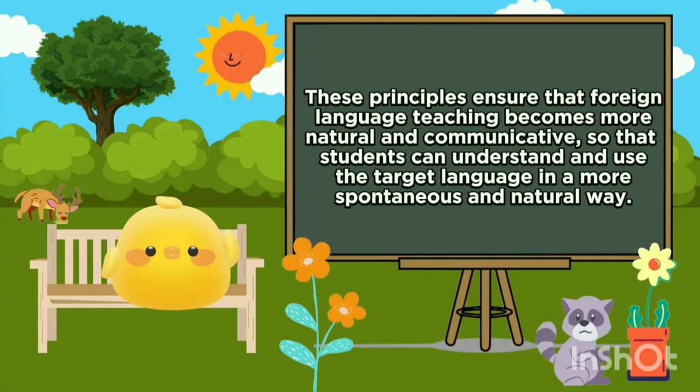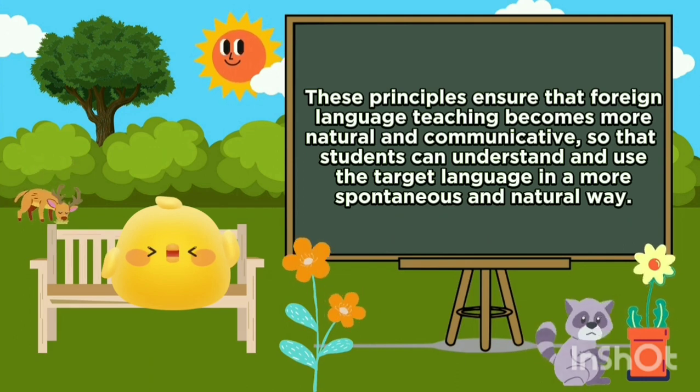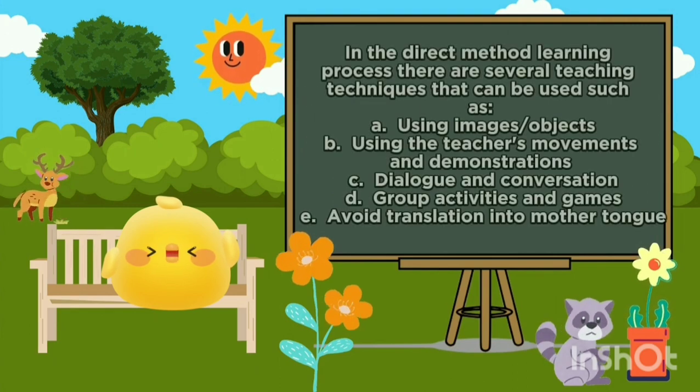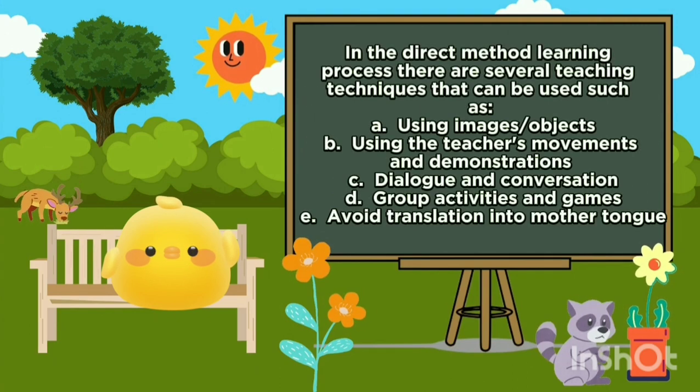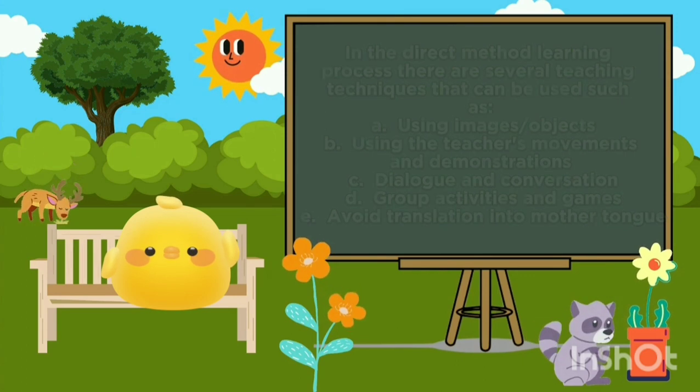These principles ensure that foreign language teaching becomes more natural and communicative, so that students can understand and use the target language in a more spontaneous and natural way. Process: there are several teaching techniques that can be used, such as A. Using images/objects. B. Using the teacher's movements and demonstrations. C. Dialogue and conversation. D. Group activities and games. E. Avoid translation into mother tongue.